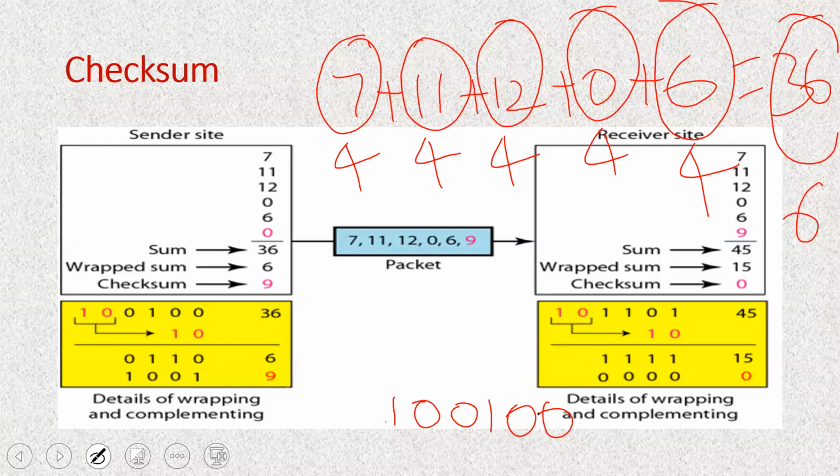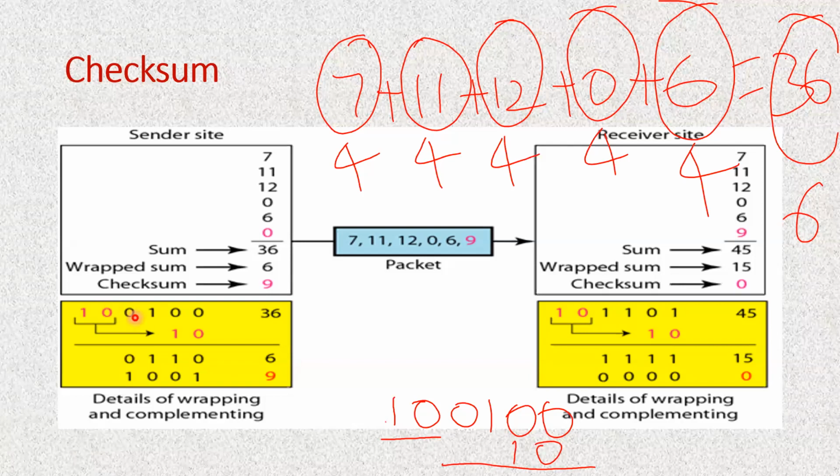We call this the wrapped sum. This process is called the wrapped sum. How to do this? Now, can you see here we have 6 bits. These two are extra. So you take these 2 bits and add them to the first 4 bits like this. Can you see here?